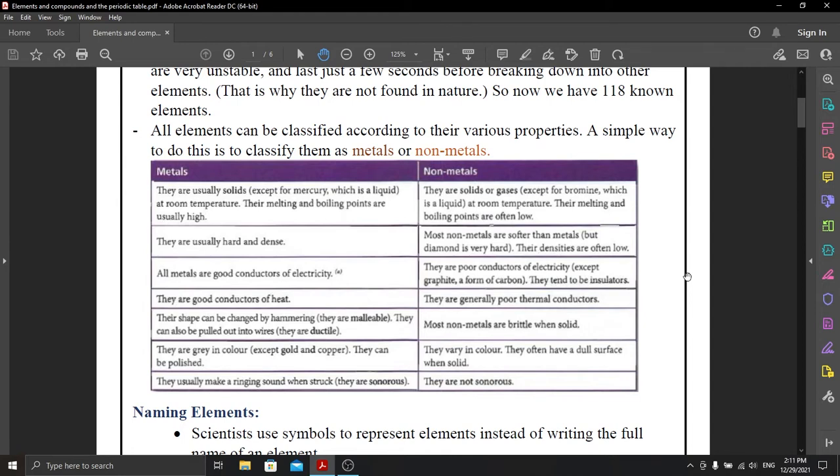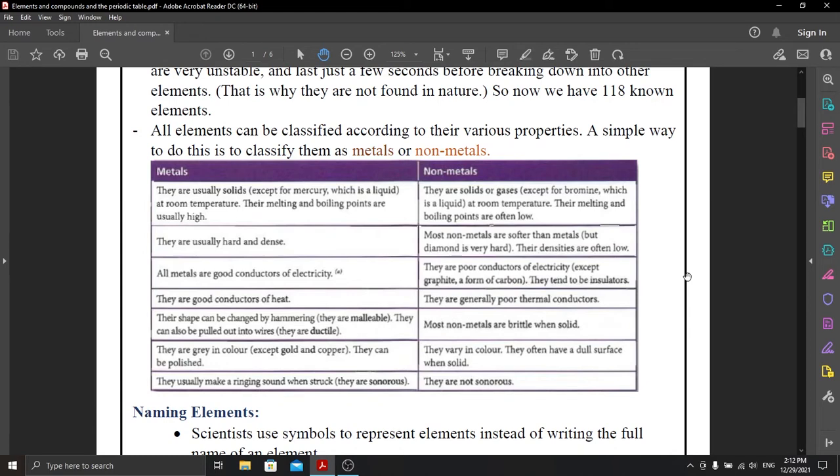So, metals are usually solid except for mercury. Mercury is the only metal that's liquid at room temperature. Their melting and boiling points are usually high. It's the opposite for non-metals. They are solids or gases, except for bromine, which is a liquid at room temperature. Their melting and boiling points are often low.